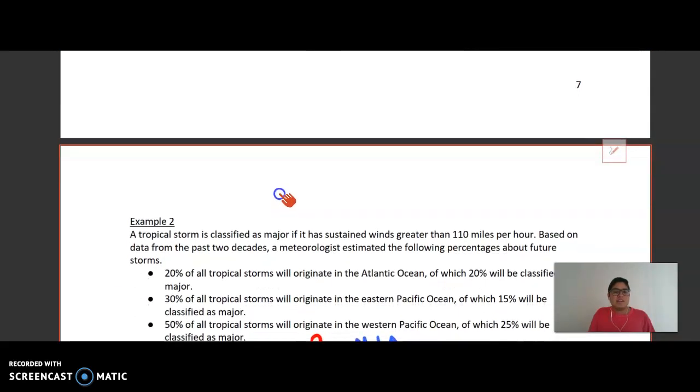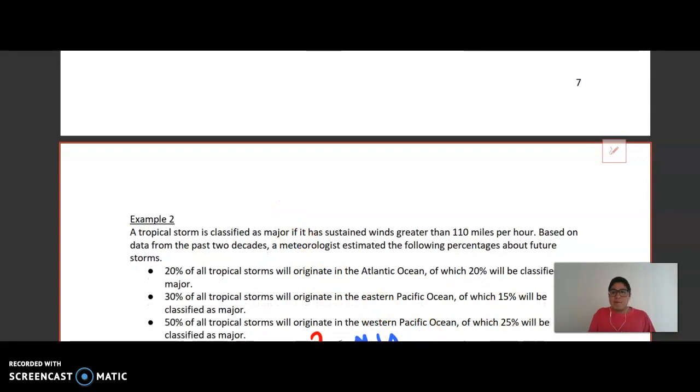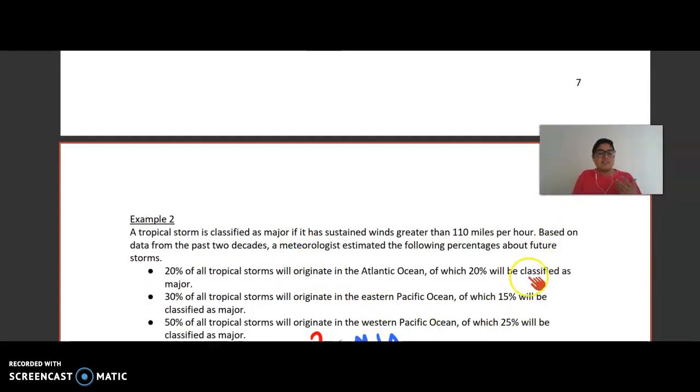Now, here's another example for you. So I'm going to give you a few moments here to try this example out. Remember, define your events, make your representation, use your formulas. So I'm going to give you a few moments here to try out example 2.